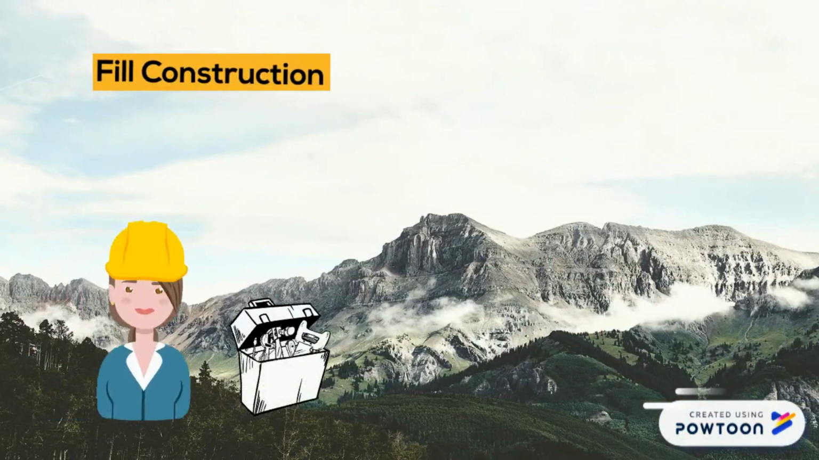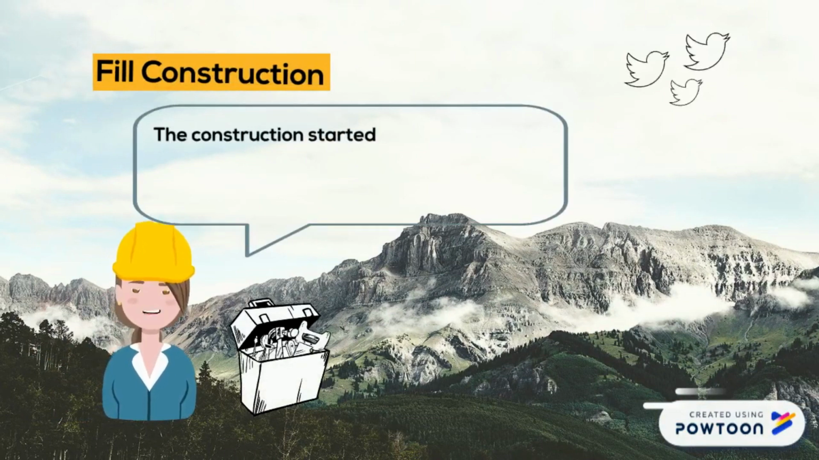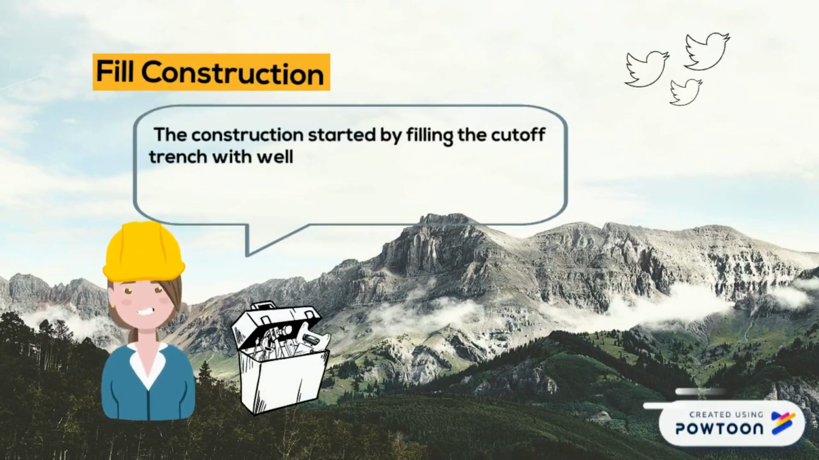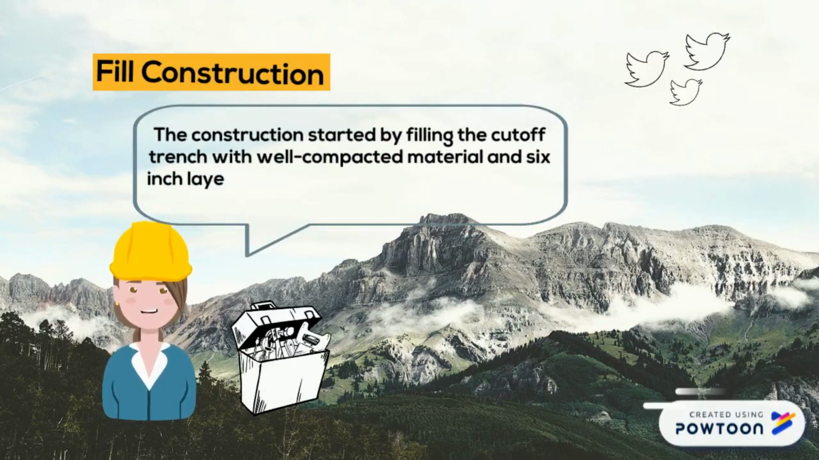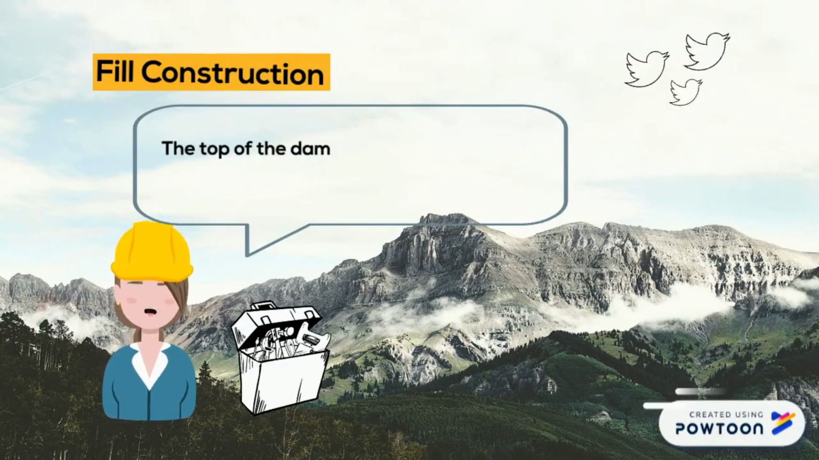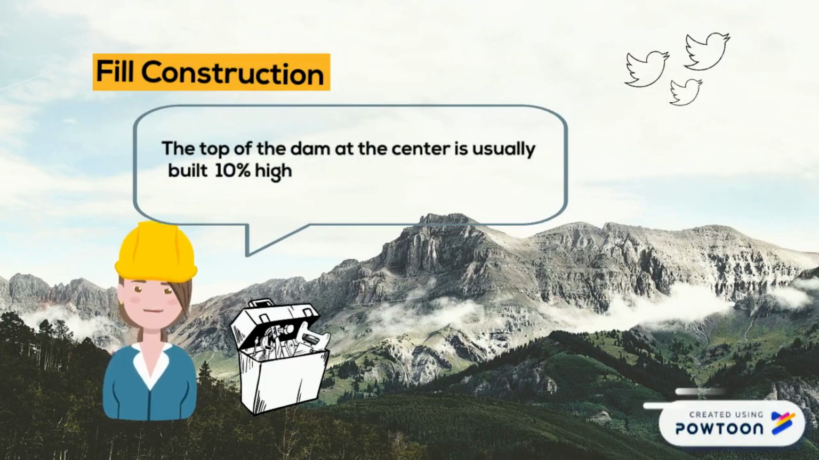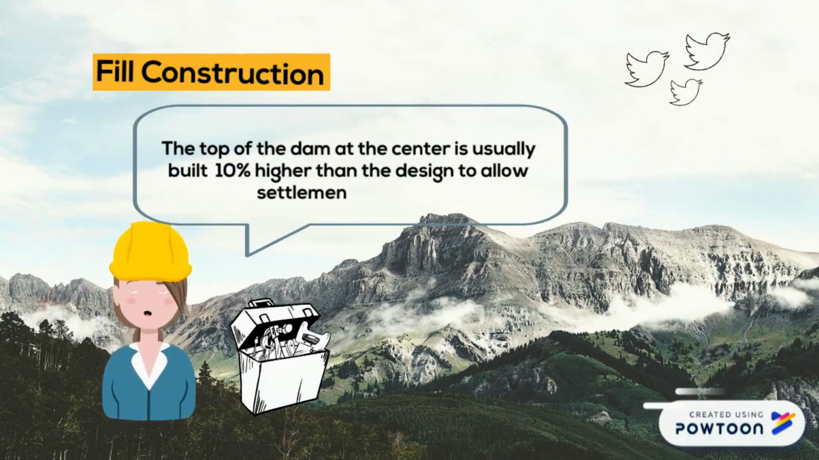Next is fill construction. The construction started by filling the cut-off trench with well-compacted material, and 6-inch layers are added until the maximum height is obtained. The top of the dam and the center is usually built 10% higher than the design to allow settlement of the fill.